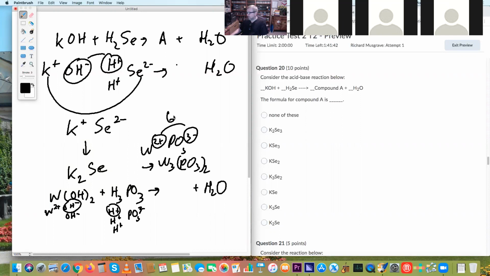So the charge in the beginning will always be based on the OH. Remember, in this kind of problem, you're always going to have OH as the negative on one compound, and you always have H plus in the other compound.